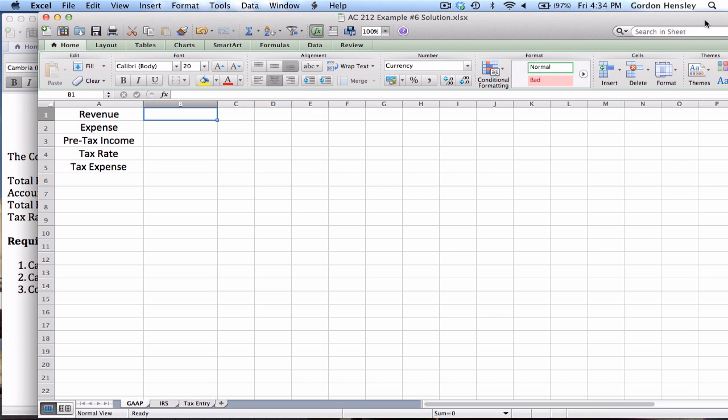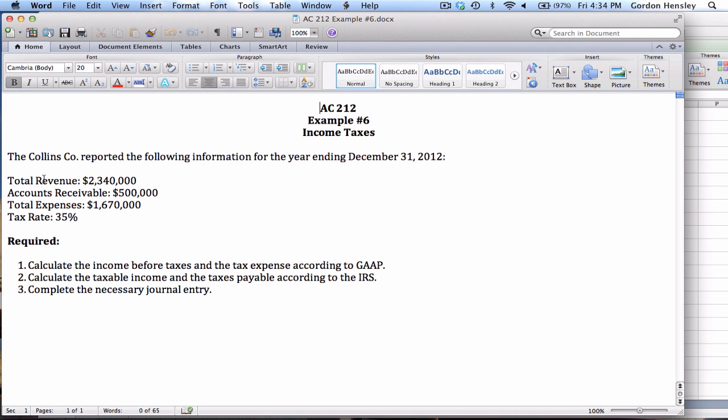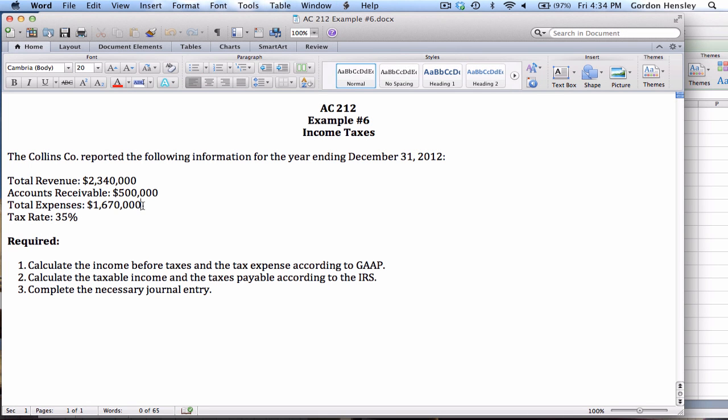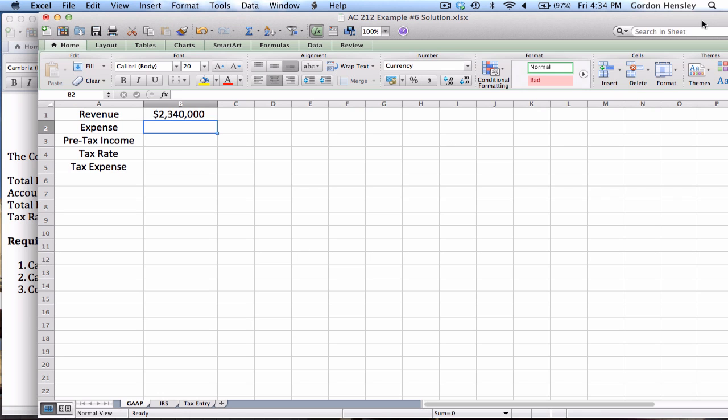So initially, to do this, in terms of the GAAP accounting, I'm going to have a certain amount of revenue minus a certain amount of expenses. That will give me the pre-tax income. I'll multiply that by the tax rate, and that will finally give me the tax expense. So in terms of GAAP accounting, what's my total revenue? It's right there, $2,340,000. So I'll just simply plug that in. What are my expenses? According to this, $1,670,000.